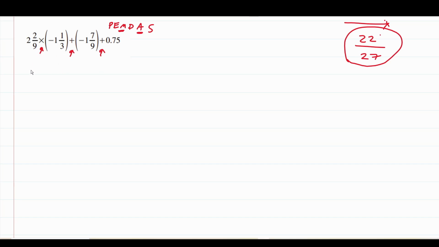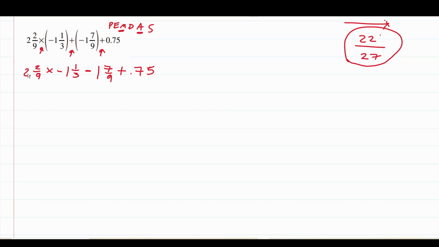First, I'm going to copy down the problem though. So this is 2 and 2 ninths times, and I'm going to get rid of that parentheses there, times 1 and 1/3 negative plus, and again, instead of regarding this as plus negative 1 and 7 ninths, I'm just going to write minus 1 and 7 ninths plus 0.75. All right, so let's rewrite these mixed numbers as improper fractions, and let's write this decimal as a fraction as well.